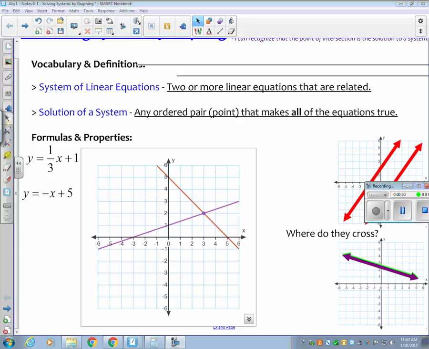Okay, so the three scenarios for systems of equations. We're going to have two lines. So let's hold up our two lines. Each hand is a line. We can have the scenario where the two lines cross, so make an X with your arms. So that's the first scenario.